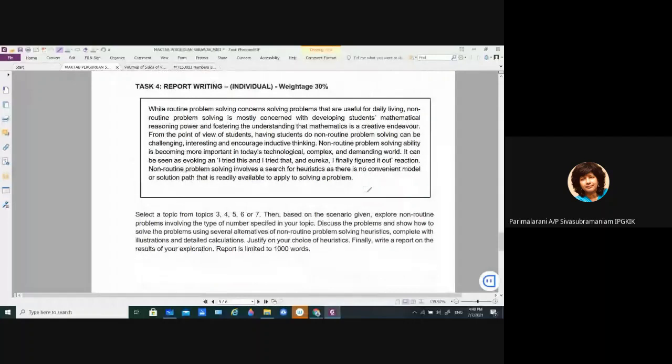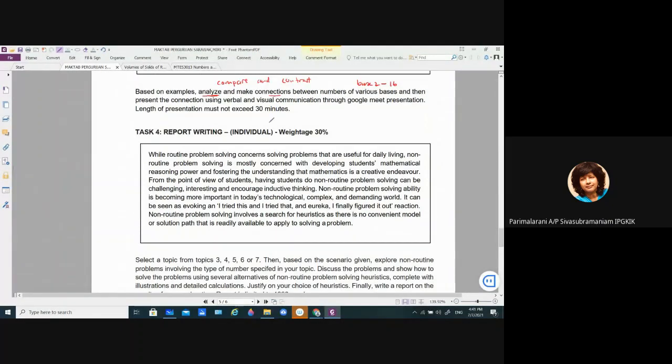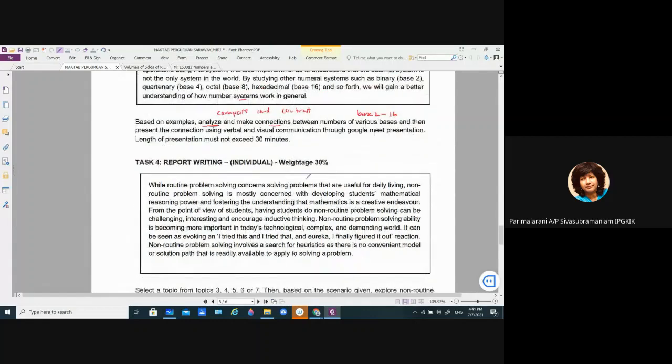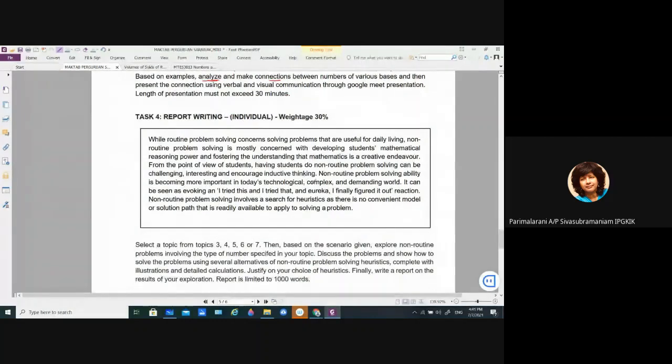Okay, task 4 is a report writing task. This task is individual and weightage is 30%. So 30% of all your coursework goes to this task. Quiz 1 is 10%, quiz 2 is 10%. Your presentation is 10% and this is 30%. So altogether is 60%.